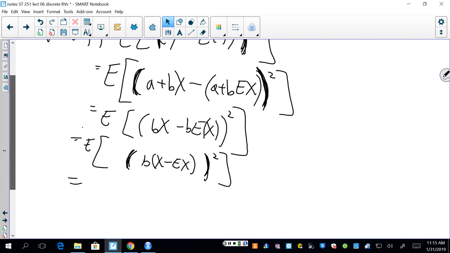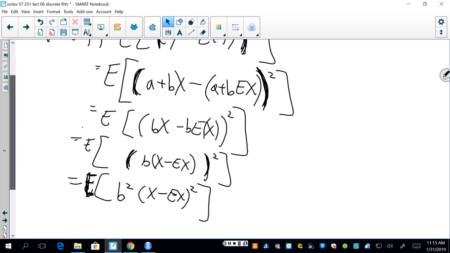Well, if we pull that B outside of that square, you get B squared times X minus its expectation, squared. So what do you think we can do with that B squared? Expectation is a linear operator, so if we're multiplying by something, B is a number, B squared is a number. We can just pull that B squared all the way out.